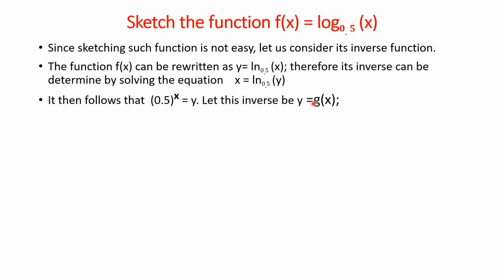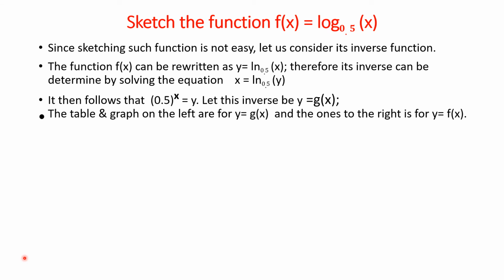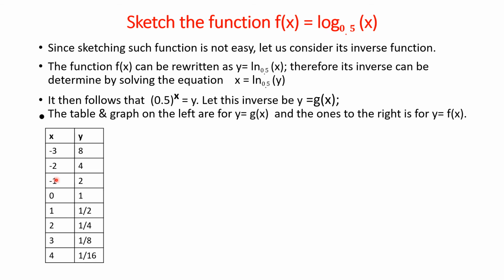First of all, we can build a table for this one quite easily, because all we have to do is choose different values of x. For ascending values of x, y should be descending. And for that, let's go ahead and take a look at the table for this function. And the table is as follows. We can see this is 0.5. If we raise it to the power -3, it's going to give us 8. We raise it to the power -2, it's going to give us 4, and so on.